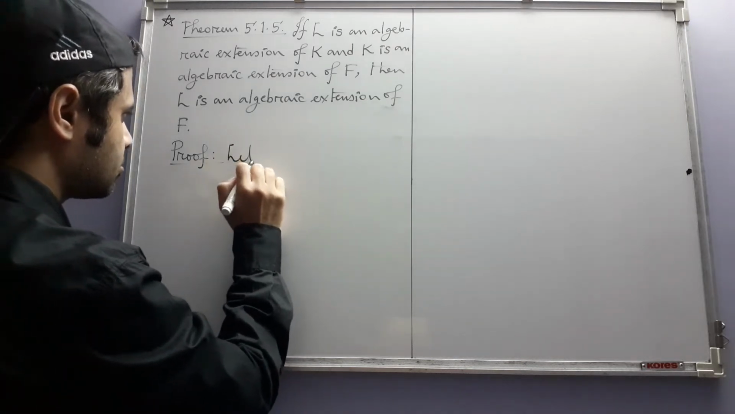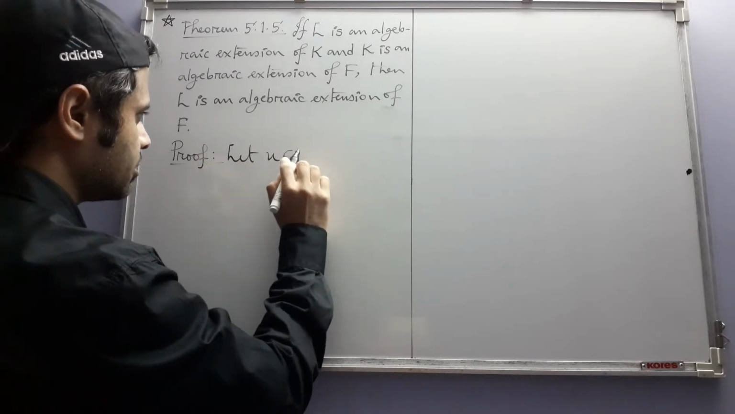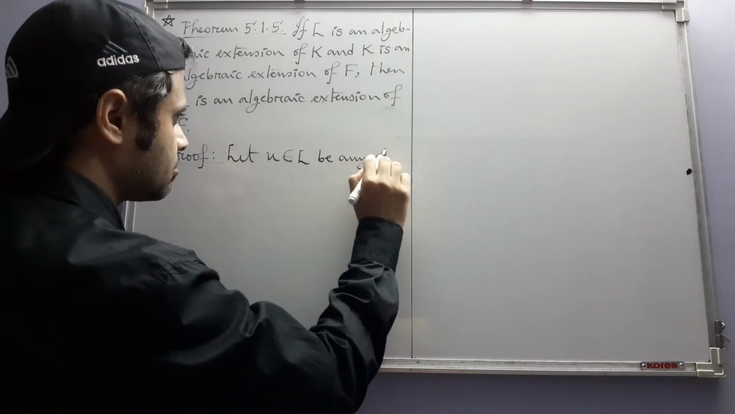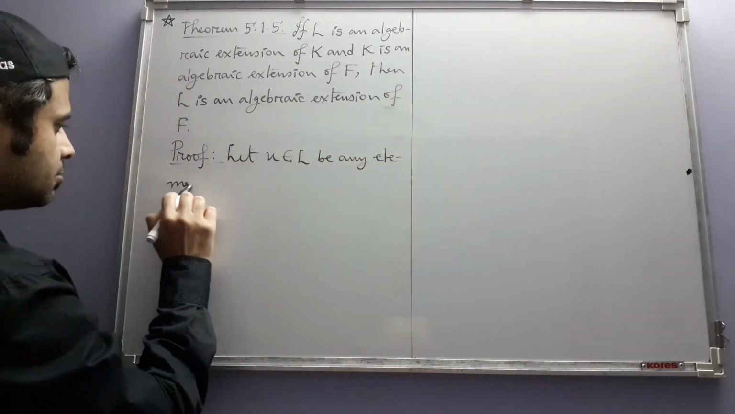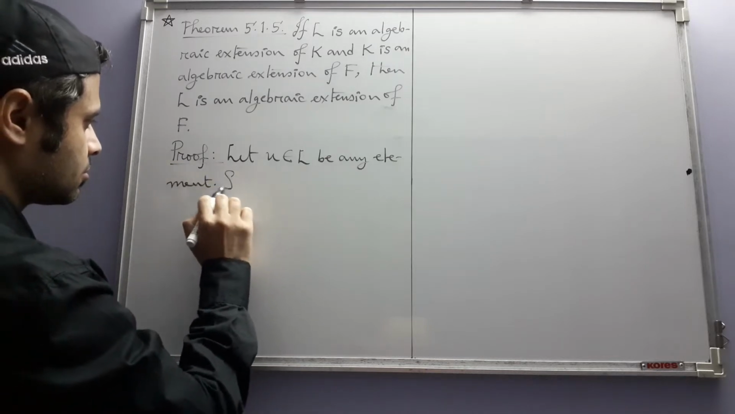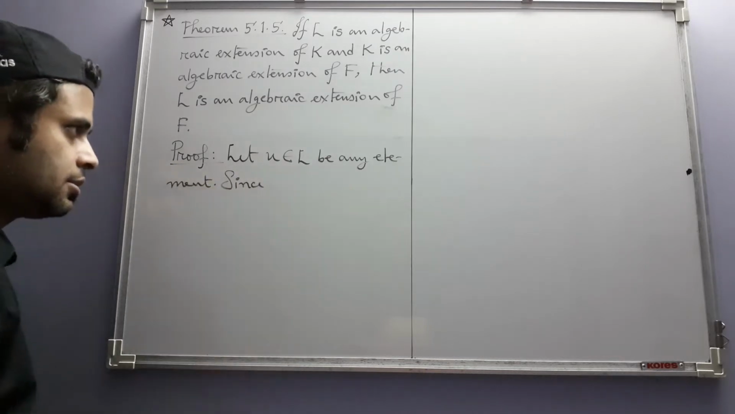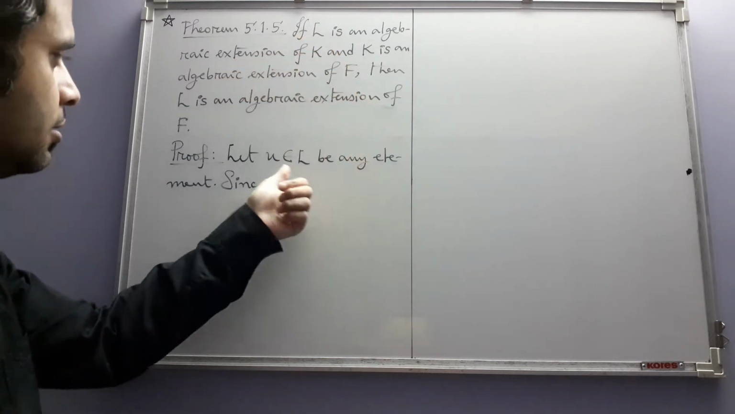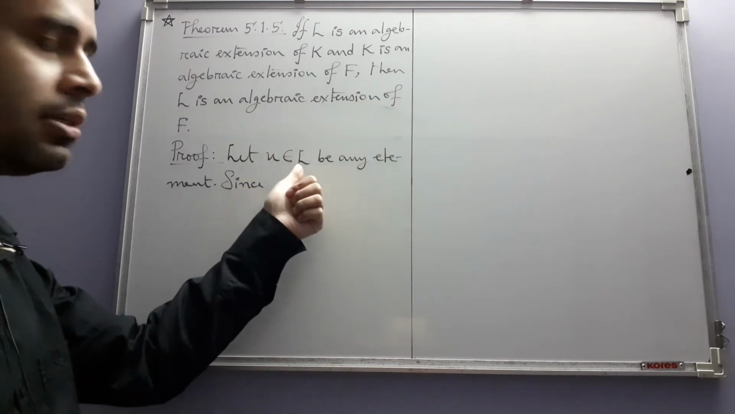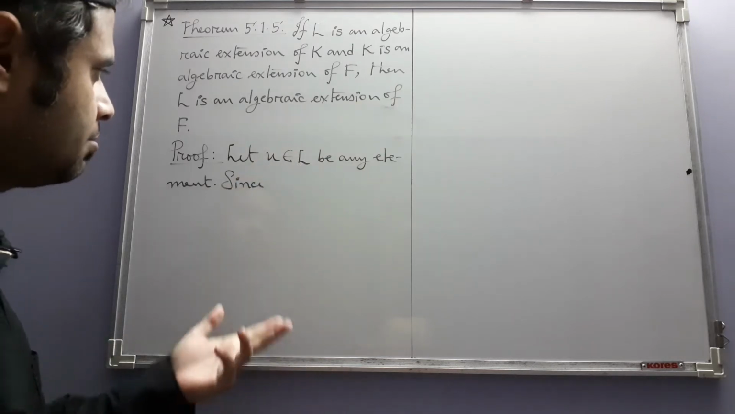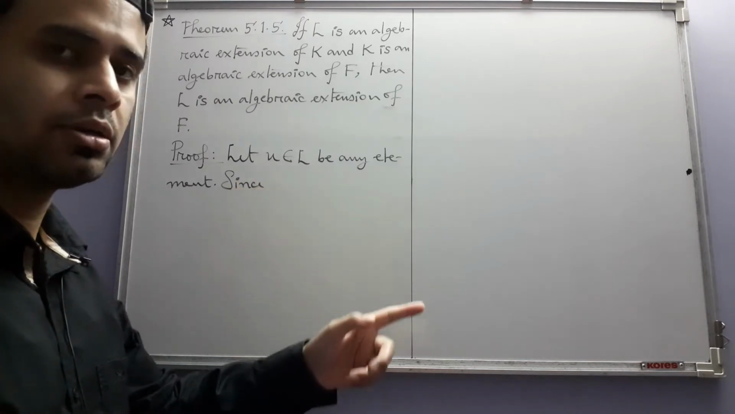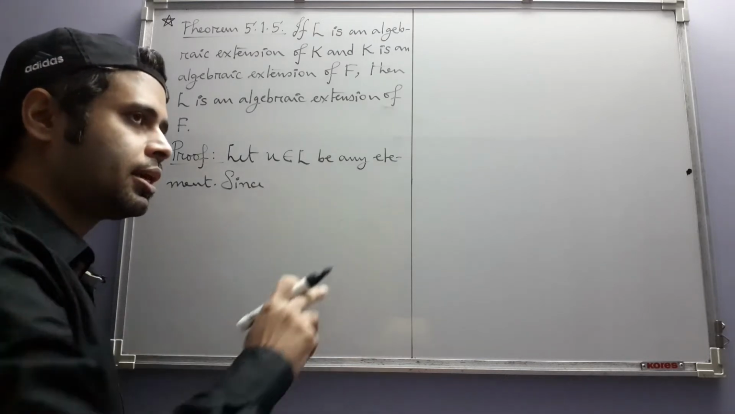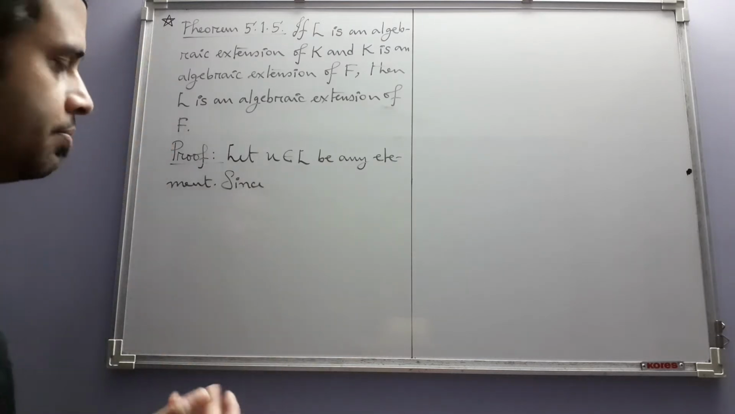Let U belonging to L be any element. Since it's given that L is an algebraic extension of K, U will be an algebraic element in L over K. So that means U will satisfy a non-zero polynomial over K, and we have already seen that when that happens, such a polynomial can be chosen to be a monic polynomial.